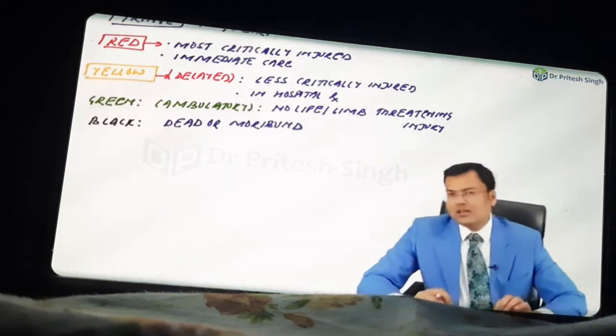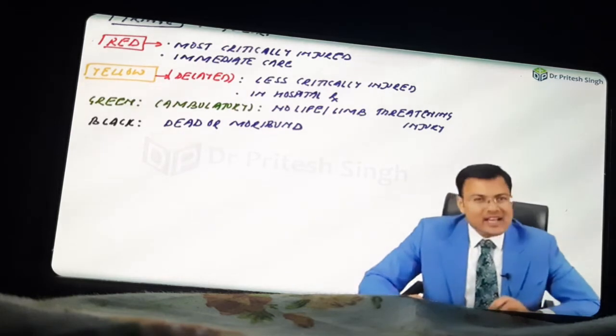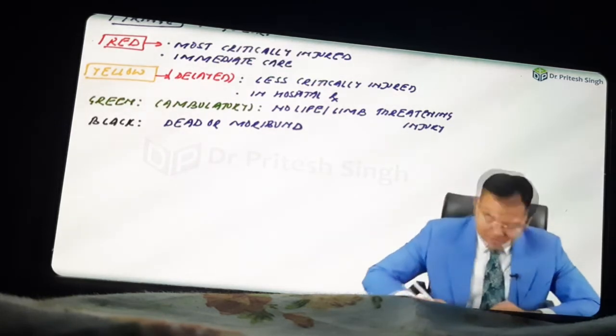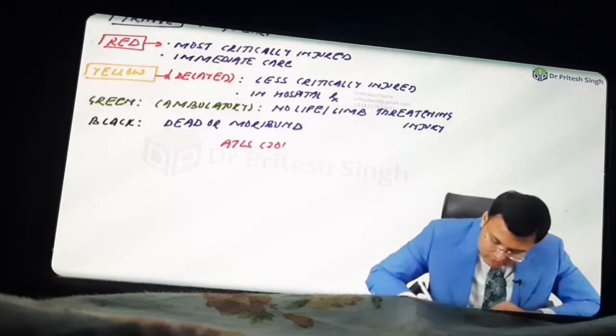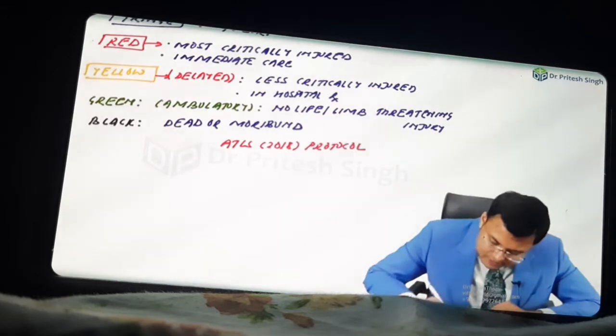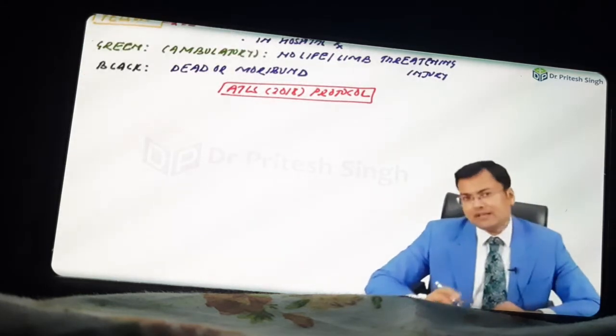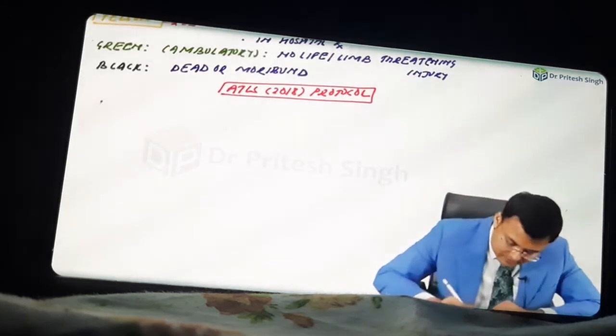So this is the triage. These are the color codes which are frequently asked. Now, we are going to discuss the ATLS 2018 protocol for management of trauma patients. There is primary survey and there is secondary survey. So first we are going to discuss primary survey.